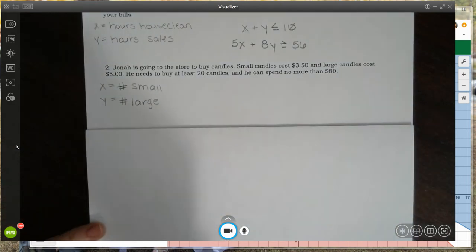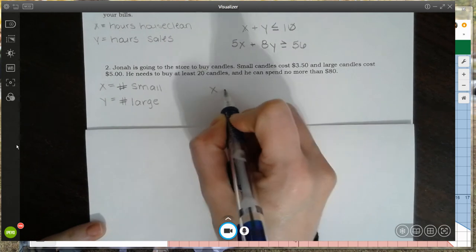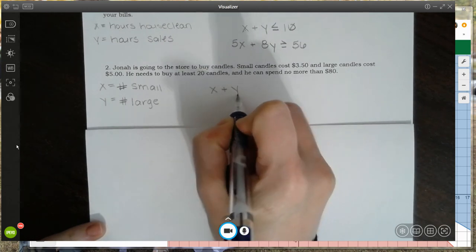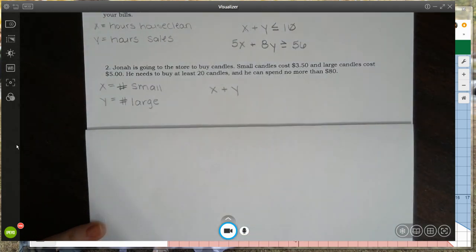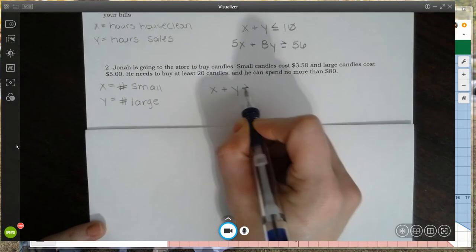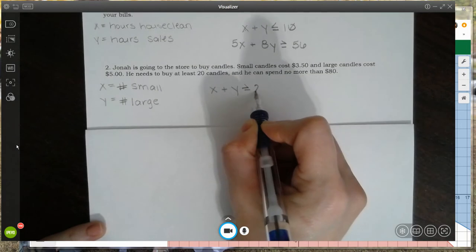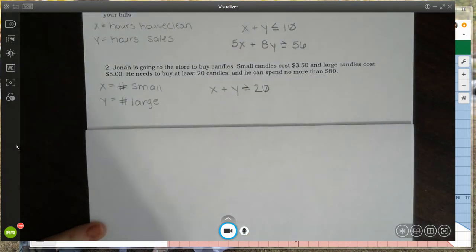So I have to buy at least 20 candles. If I add the number of small candles I buy and the number of large candles I buy, that has to be a minimum of 20. That means 20 is the smallest number of candles I could buy.